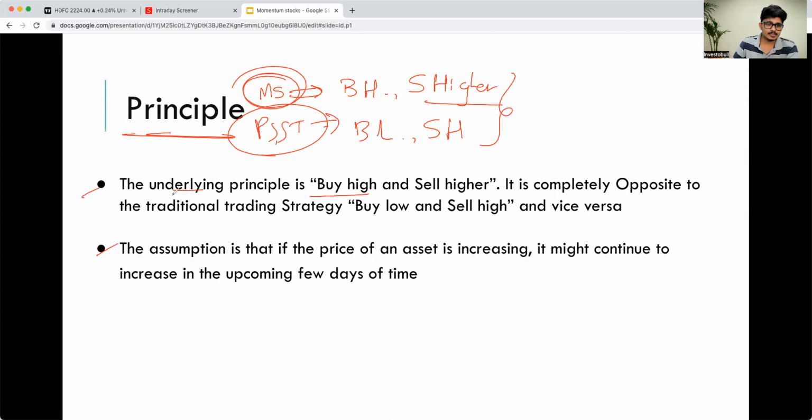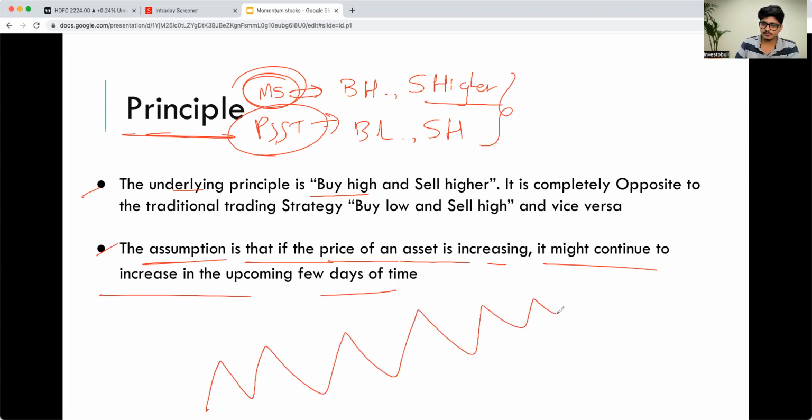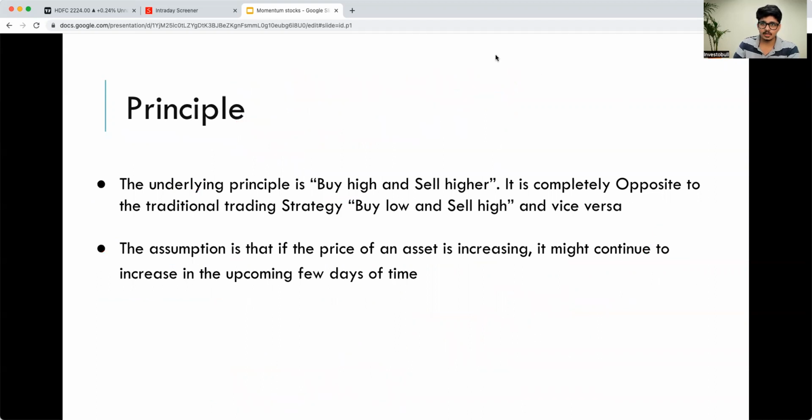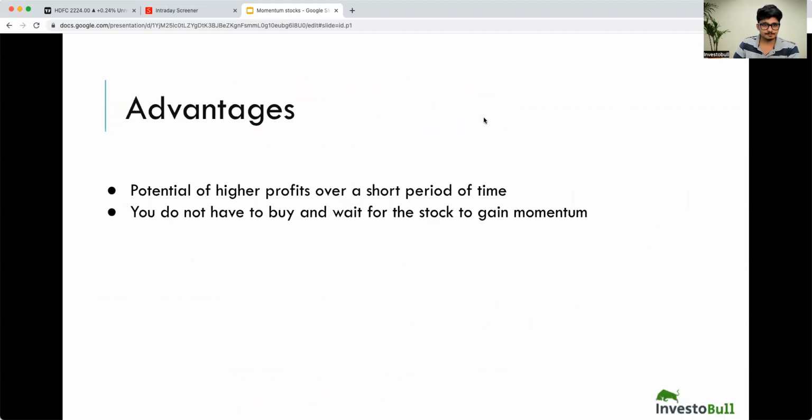The next point is the assumption that if the price of an asset is increasing, it might continue to increase in the upcoming few days. So what does this mean? Suppose a stock is being rallied this way continuously. We will assume that these kinds of stocks would perform really well even in the upcoming few days as they are in strong momentum. This is what we do in the momentum strategy. So let's get into the next slide.